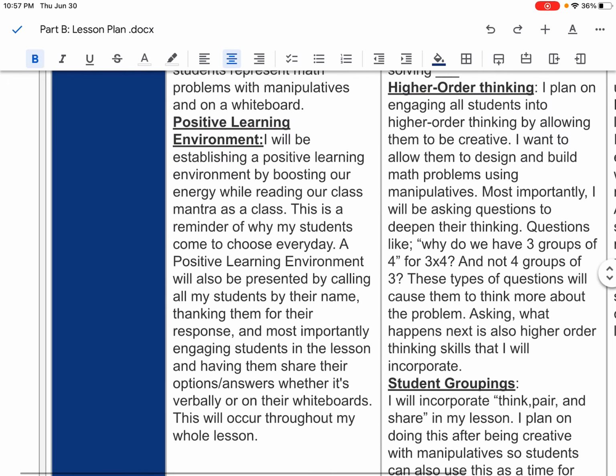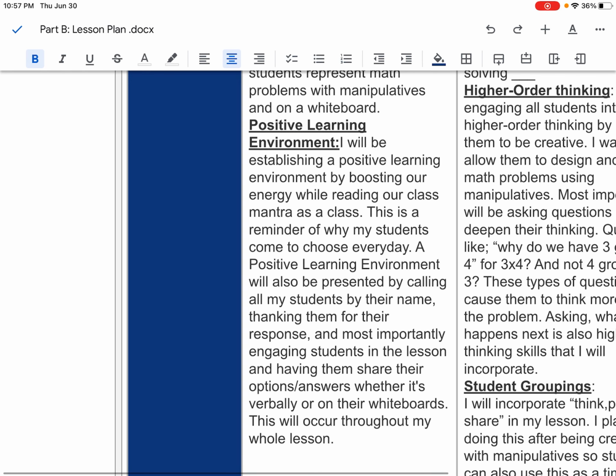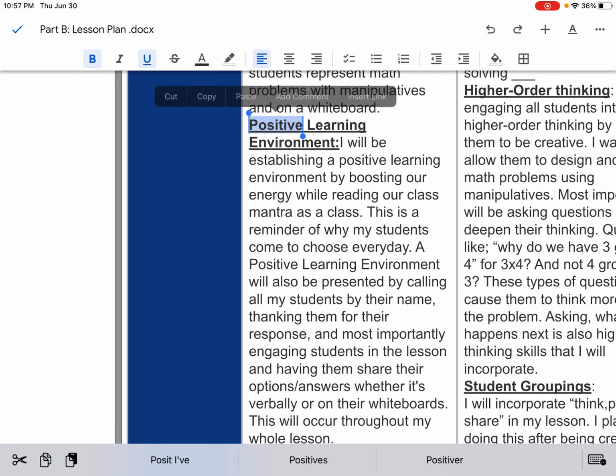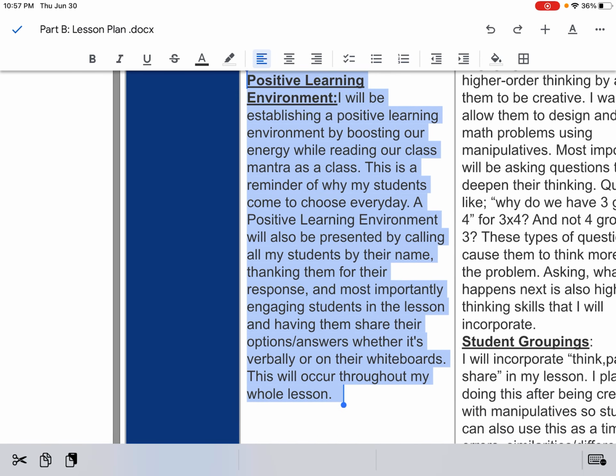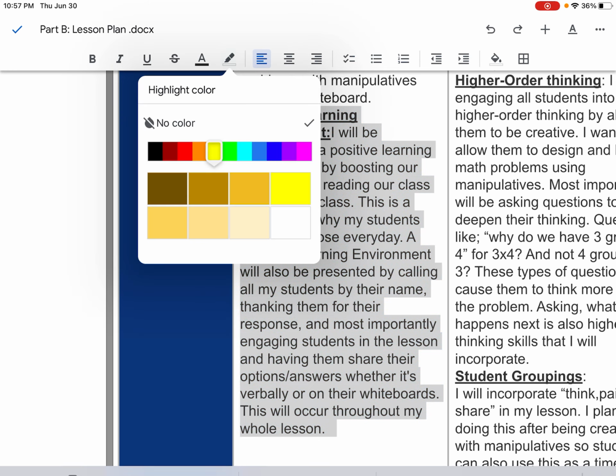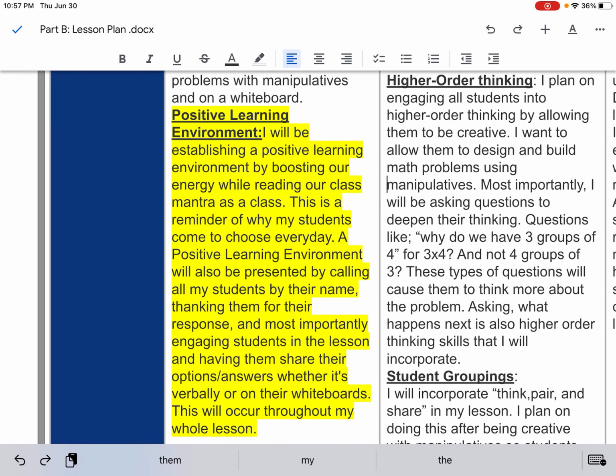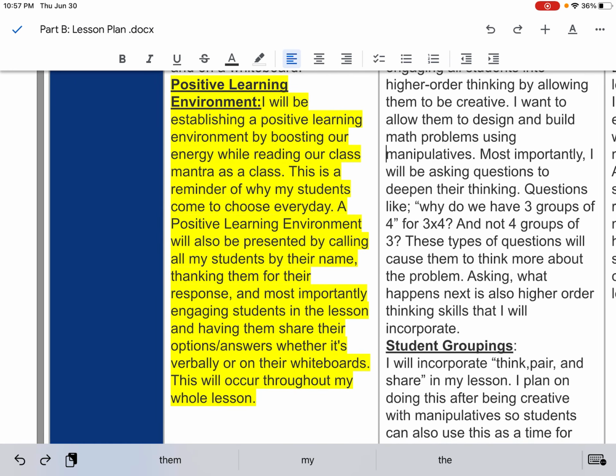Because if you know, one of the lesson annotations talks about positive learning environment. And for me, it's already asking for it right here in my lesson plan. Positive learning environment can be shown in different ways, but the way I am going to be establishing it is by boosting our class energy while we read our class mantra as a class.